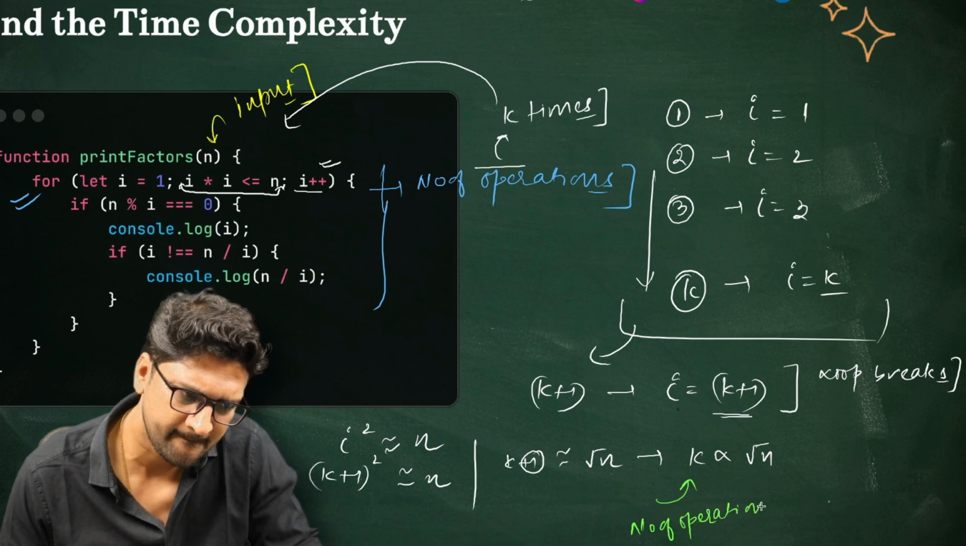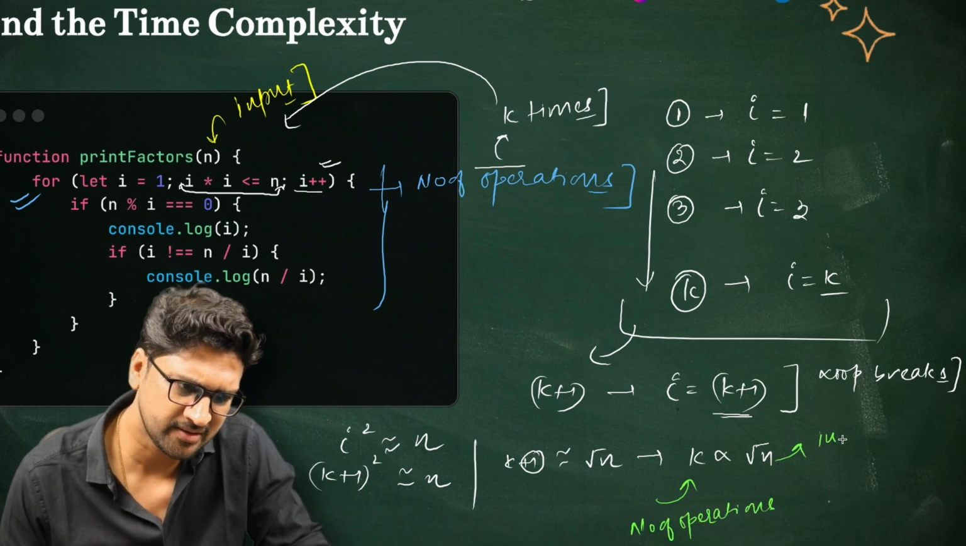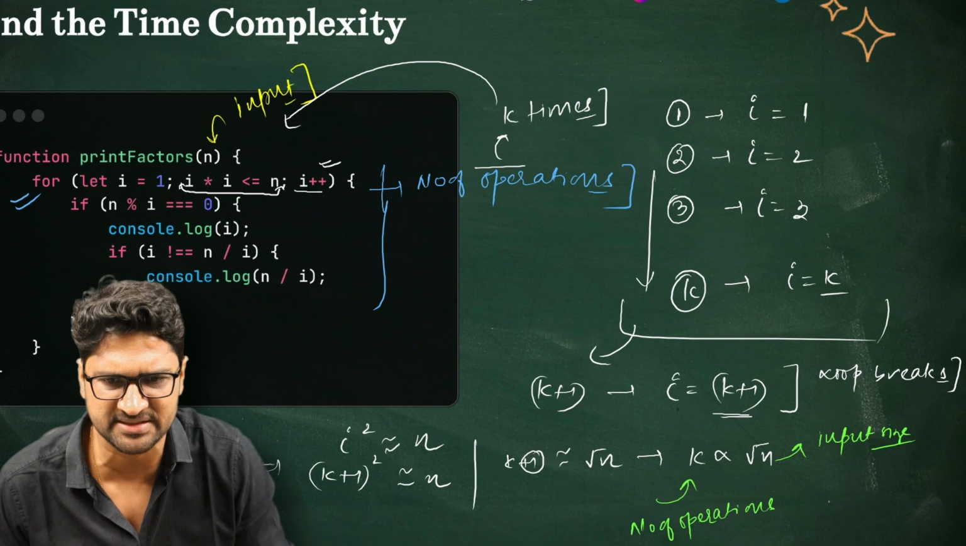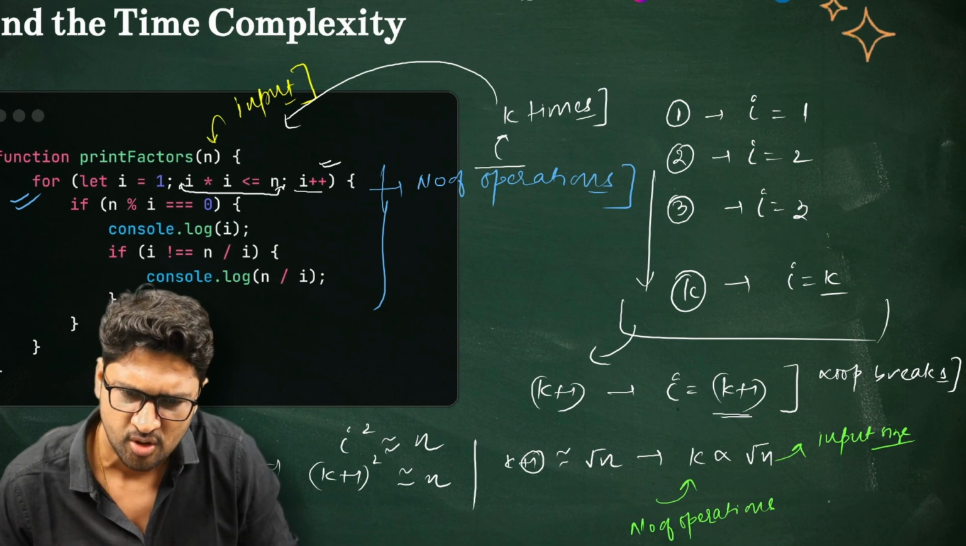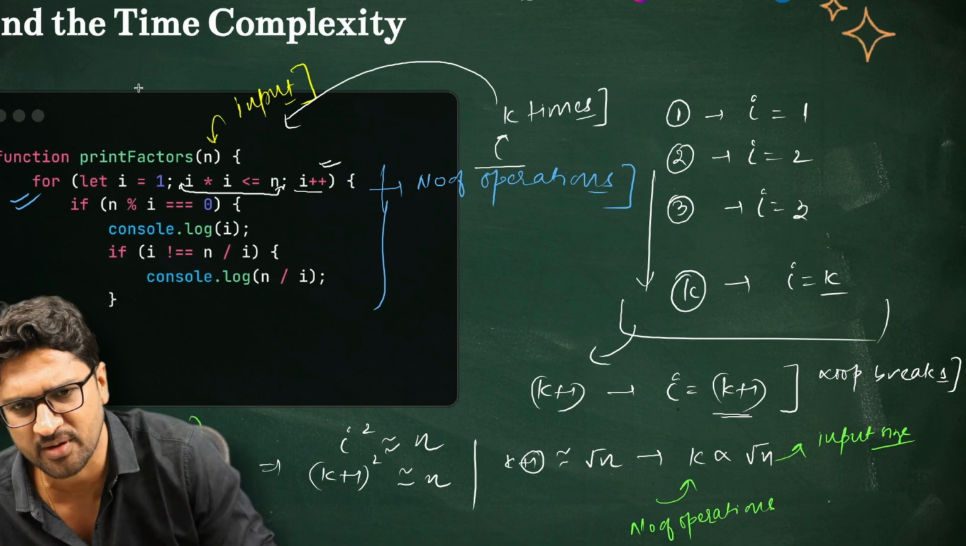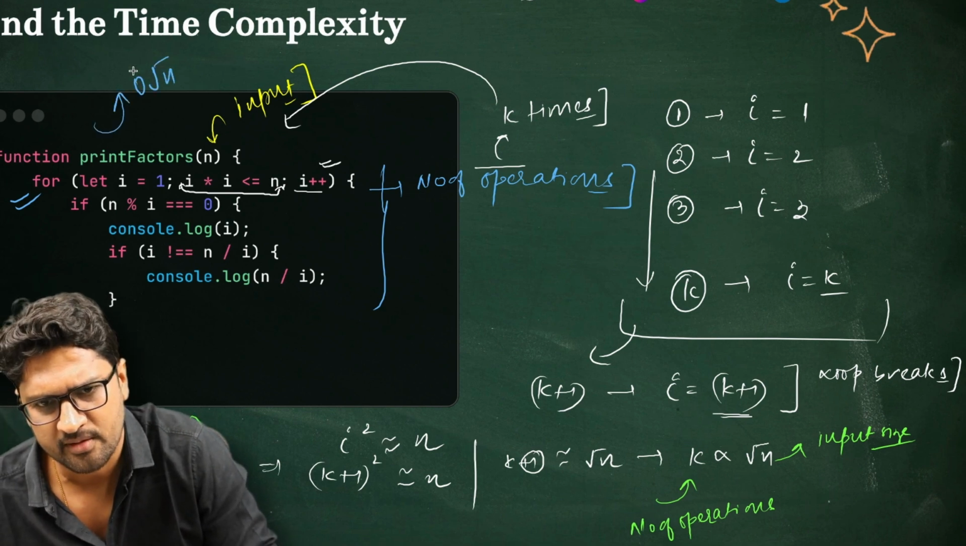operations, n is my input size. K is number of operations, n is input size. What was the time complexity? The time complexity becomes equal to order of root n. So the time complexity of this problem will be order of root n.